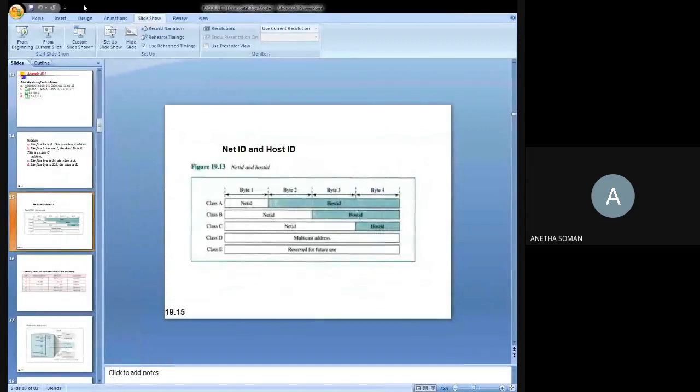What I have told is, your class A, B, C in classful addressing has been divided into two parts. One is the net ID and the other one is the host ID. The length of the net ID and host ID varies depending upon the class. Class A: 1 byte is used for net ID and 3 bytes for host ID. Class B: 2 bytes for net ID and 2 bytes for host ID. And class C: 3 bytes for net ID and 1 byte for host ID. This you have to remember.